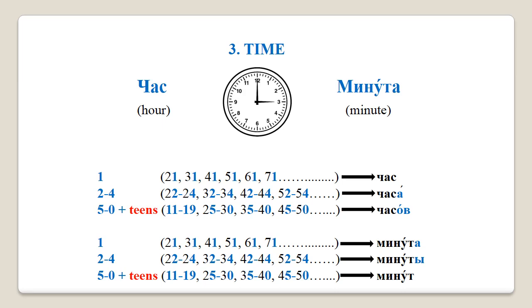So for any number that is 1 or ends in 1, we're going to use час for hour and минута for minute. Any number that is 2, 3, or 4 or ends in 2, 3, or 4, we're going to use часа and минуты. For any number that is 5, 6, 7, 8, 9, or 0, or any number that ends in 5, 6, 7, 8, 9, and 0, including the teen numbers, we're going to use часов and минут. Please take your time to study this page before you move on.